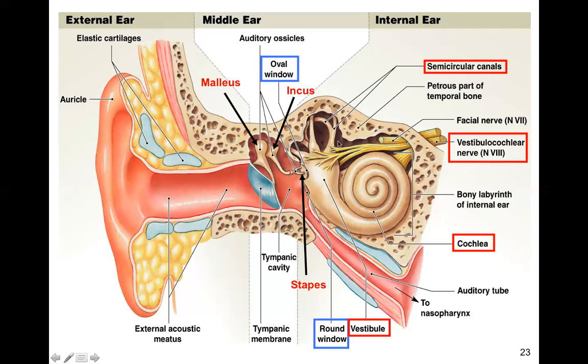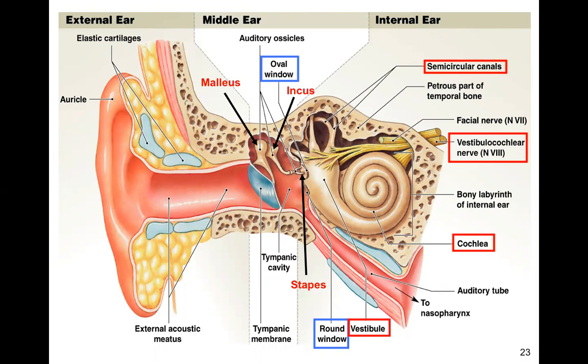The one going to the canals, the semicircular canals, the anterior canal, posterior canal, and lateral canal, this nerve is called the vestibular portion of the vestibulocochlear nerve. Cochlear deals with hearing. The semicircular canals deal with your sense of balance.